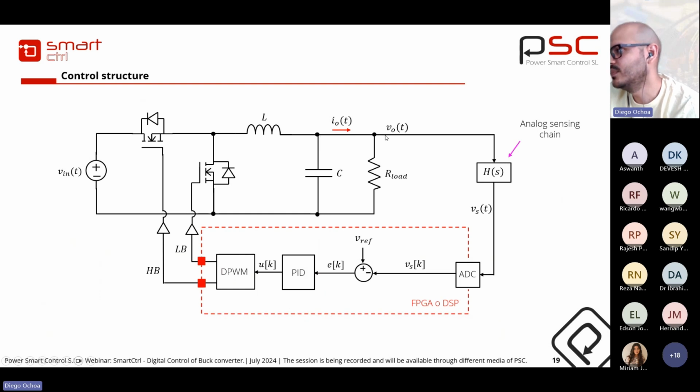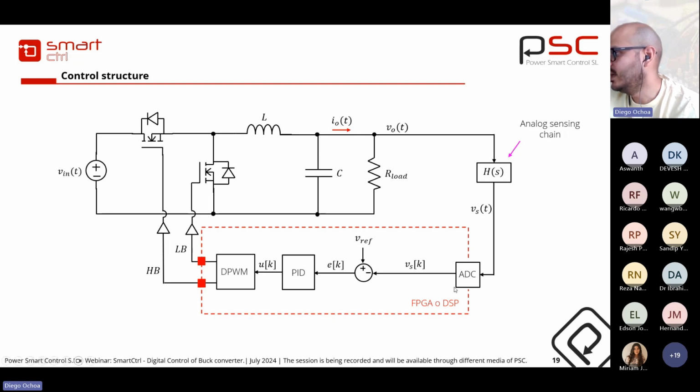So in the control structure, this is a synchronous buck converter. Here, we want to design the control loop in order to control the output voltage. So in this case, we have to consider the analog sensing chain, because the sensed voltage has to be in the range of the ADC span. For example, if our output voltage is 24 volts, we have to reduce this voltage in order to stay inside the ADC span. The ADC span typical values are from 0 to 3.3 volts, or maybe from 0 to 5 volts, for example.